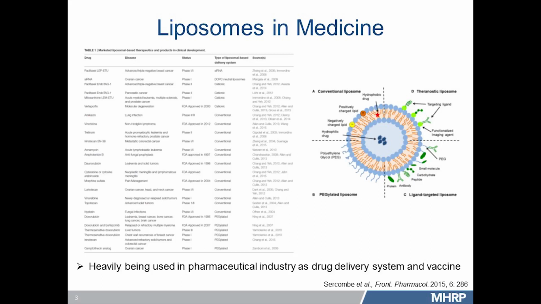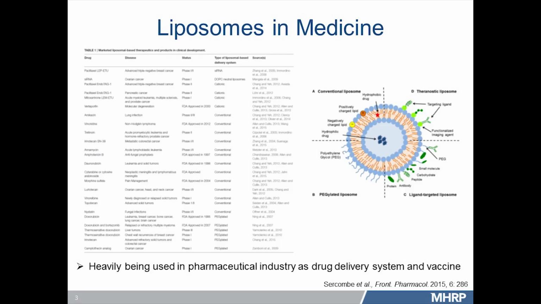What you see here on the right hand side is a typical liposome. They could be conventional, as shown in the left hand corner of the slide, or they could be surface modified by pegylation, which gives pegylated liposomes. These liposomes can be targeted to a specific tissue and region in the body by further functionalizing them with antibodies or markers.